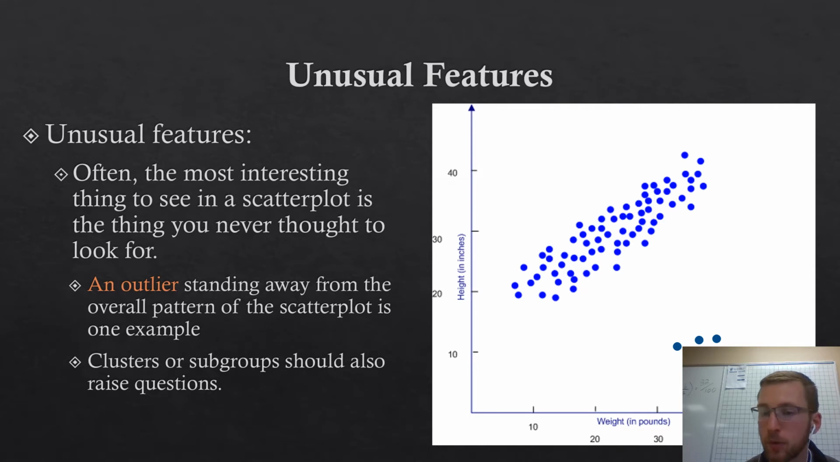So that group of 4, something fishy is going on there. So we would consider these to be unusual features. So when you're describing a scatter plot, in terms of unusual features, you would just want to make a point of this cluster or group of points that's in the bottom right of our graph.